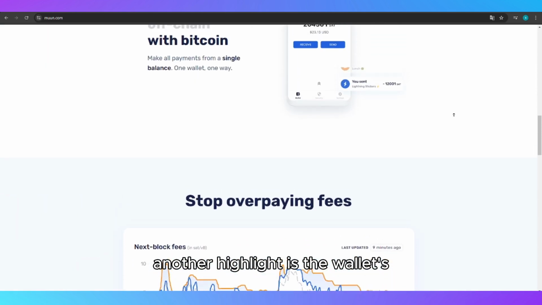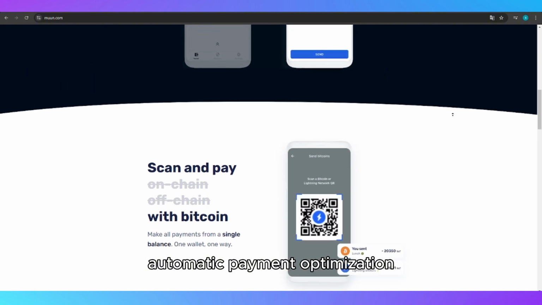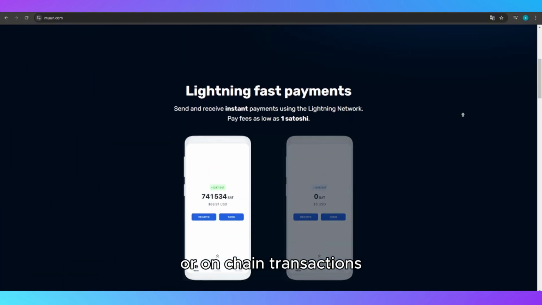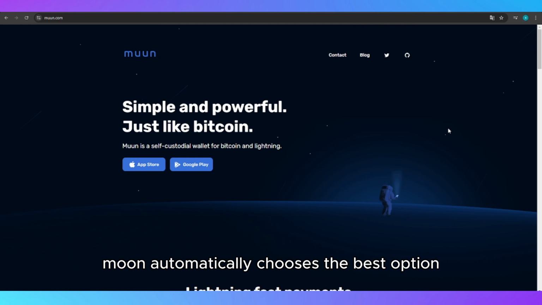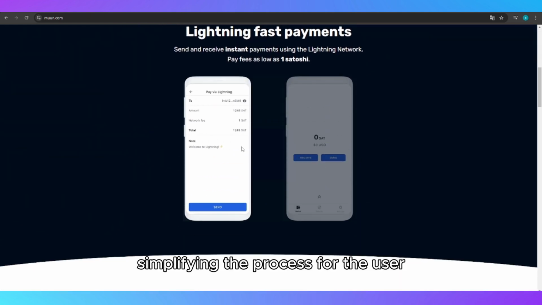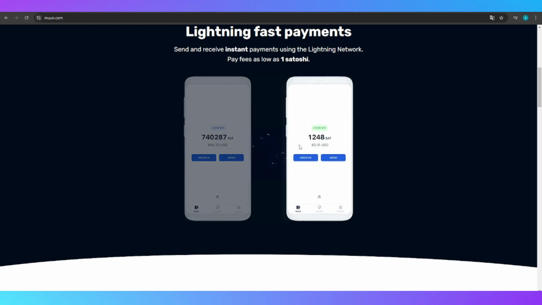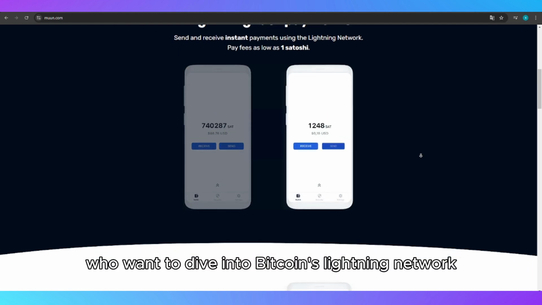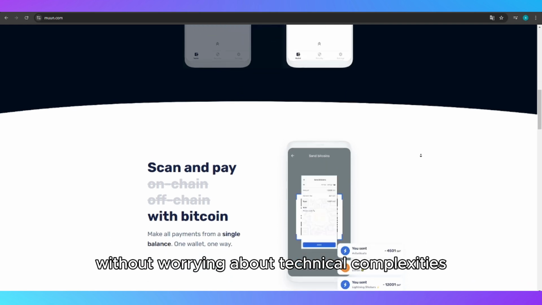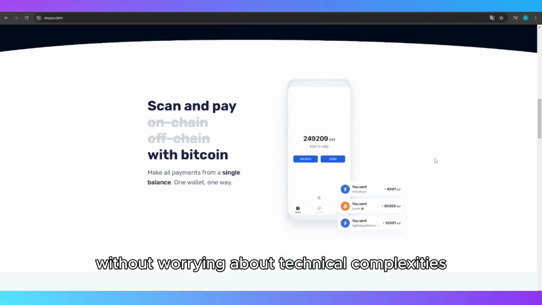Another highlight is the wallet's automatic payment optimization. Whether you're using the Lightning network or on-chain transactions, Muun automatically chooses the best option based on speed and cost, simplifying the process for the user. It's ideal for those who want to dive into Bitcoin's Lightning network without worrying about technical complexities.